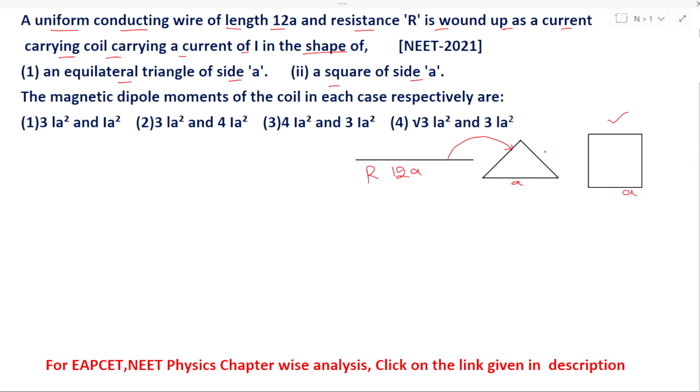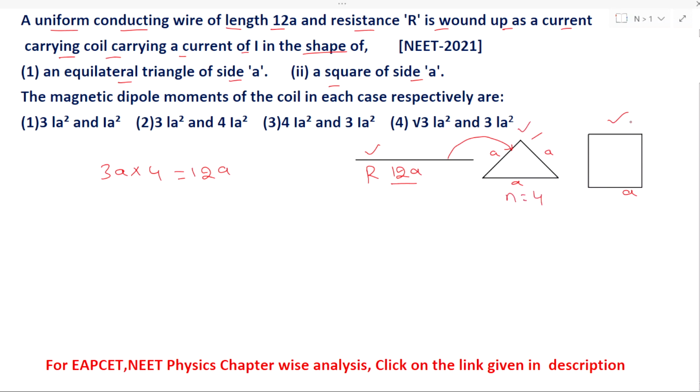It's an equilateral triangle of side A. So he constructed this equilateral triangle with this wire of length L equal to 12A. To construct one equilateral triangle, he requires an effective length of 3A. But he used a wire of length 12A. That means he constructed four such equilateral triangles, such that 4 into 3A is equal to 12A. So the number of turns in this case is n equal to 4.